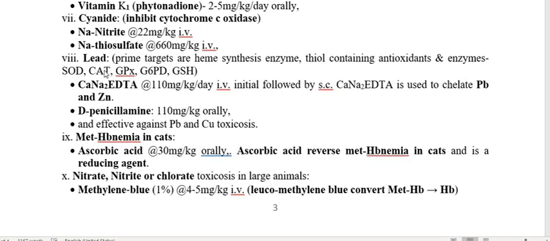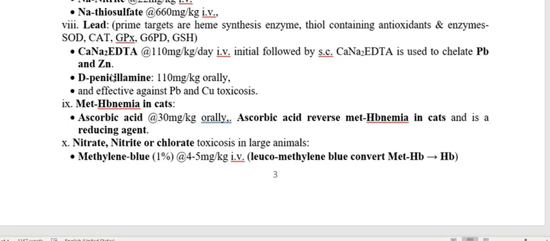Now we have to go through another metal toxicity, the lead toxicity. So in lead toxicity, what is the mechanism of toxicity of the lead? Lead is going to inhibit many important enzymes of physiological function, and that is how lead produces the toxicity. Lead inhibits enzymes like catalase, SOD enzyme, glutathione peroxidase enzyme, glucose 6 phosphate dehydrogenase enzyme, and GSH.